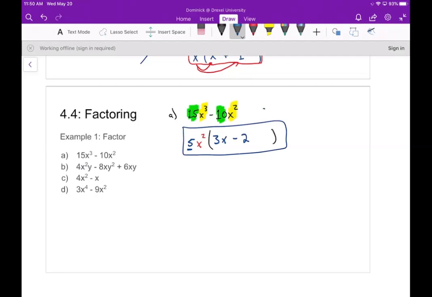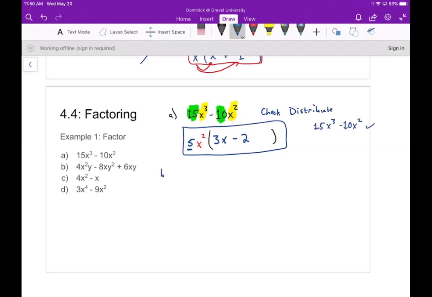All right. Now, as a check, let's use the distributive property and see if we get the same thing back. So if we distribute, do we get the original? And of course we will, because if we distribute, we get 15x to the third minus 10x squared, which is what we started with. So that's a quick way you can check.